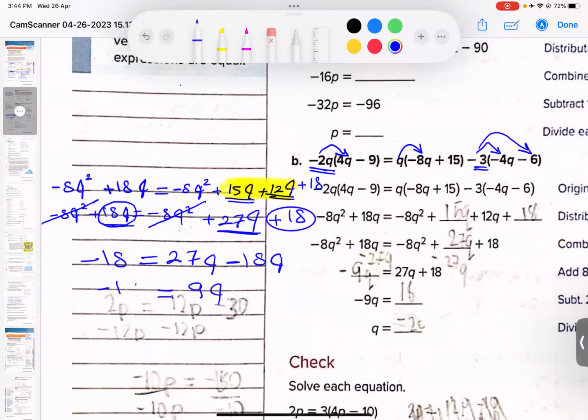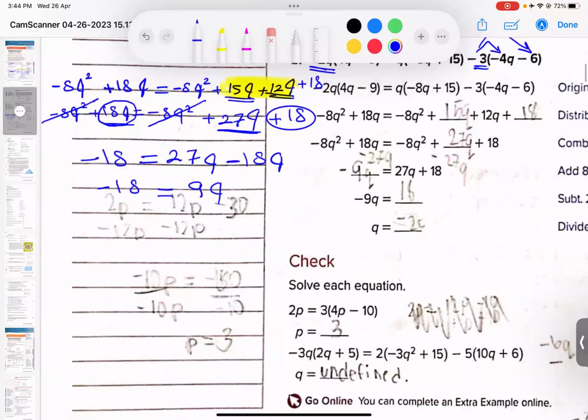Equal to negative 18. So I haven't done it yet. So to get the final answer, I need to get q by itself. So we have coefficient, which is going to be 9. So let me try to divide every single side by 9.